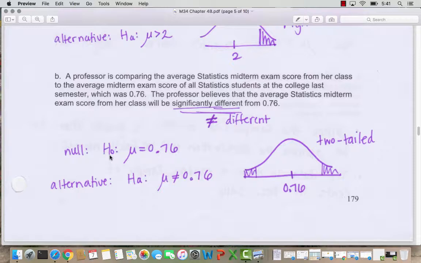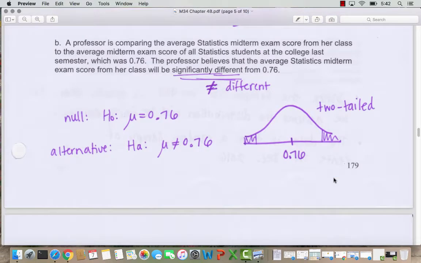So our null hypothesis, H sub 0, is that the mean equals 0.76. And the alternative hypothesis, H sub A, is that the mean is not equal to 0.76. So this is a two-tailed hypothesis. It could be that the mean is less than 0.76, or it could be that the mean is greater than 0.76.